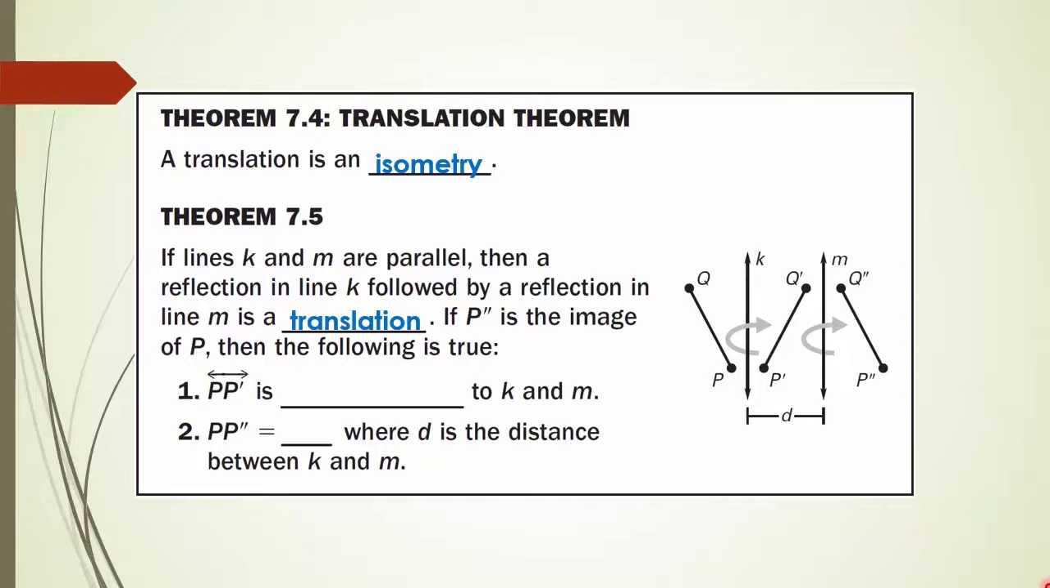The difference between a double reflection over a parallel line versus any regular double reflection is that if it is over a parallel line, then it's a translation. If it's not over a parallel line, then it could be a rotation. So if P double prime is the image of P, then the following is true. Line PP prime is perpendicular to K and M. PP double prime is equal to 2D, where D is the distance between K and M.